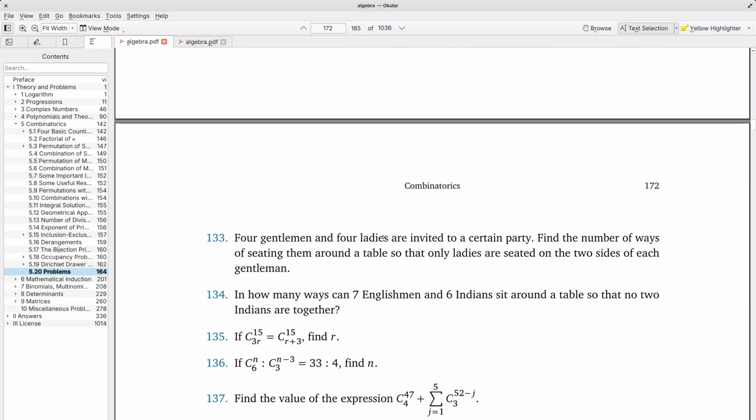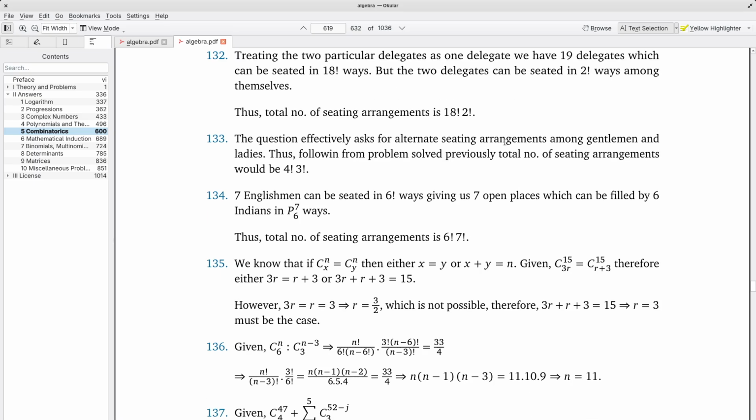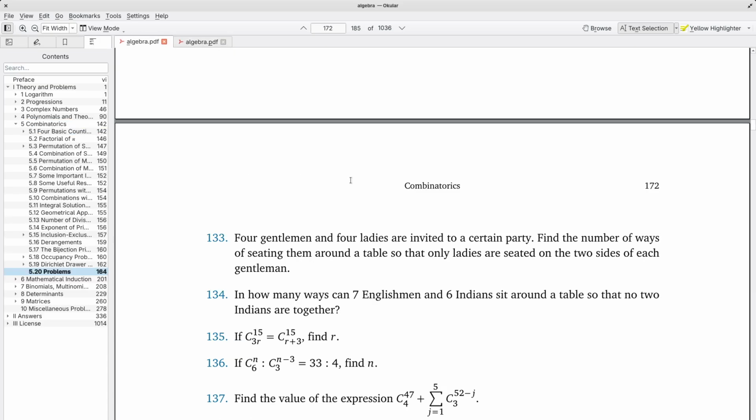Question 133: 4 gentlemen and 4 ladies are invited to a certain party. Find the number of ways of sitting them around the table so that ladies are seated on the two sides of each gentleman. So this is essentially an alternate seating arrangement. First we seat the gentlemen. So we seat 4 gentlemen in 3 factorial ways. That will give us 4 open positions, and women can be seated in 4 factorial ways in those 4 open positions. The total number of arrangements is 4 factorial multiplied by 3 factorial.